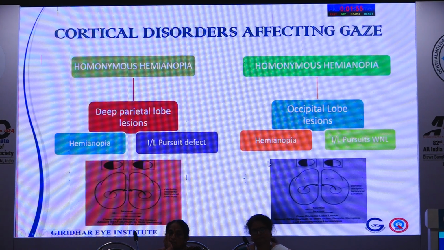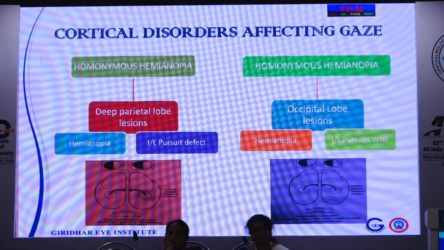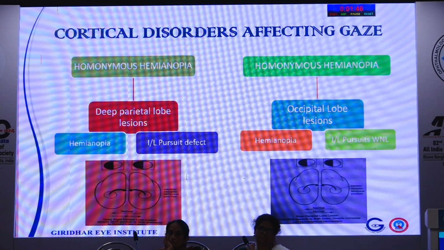What if you have a homonymous hemianopia, which is very difficult for you to distinguish? Is it a parietal lobe lesion or an occipital lobe lesion? How do you distinguish? Look at the pursuits. If the ipsilateral pursuits are intact, it's unlikely to be a parietal lobe lesion because the parietal lobe is responsible for the pursuits. Whereas with occipital lobe lesions, they will be intact.